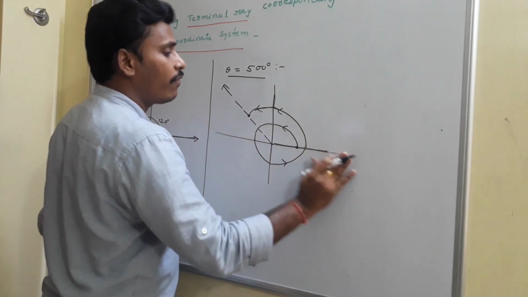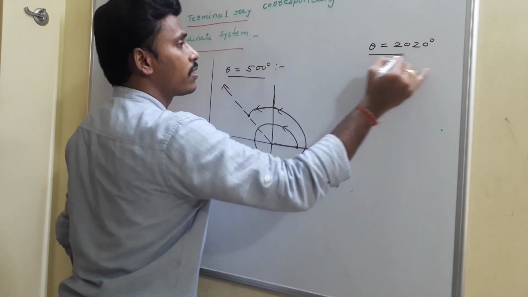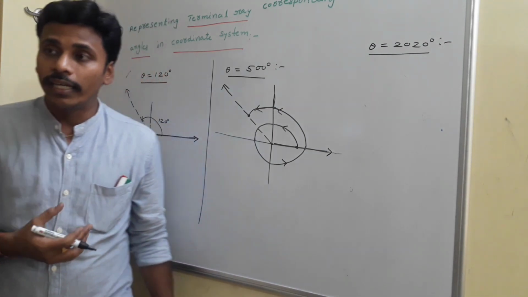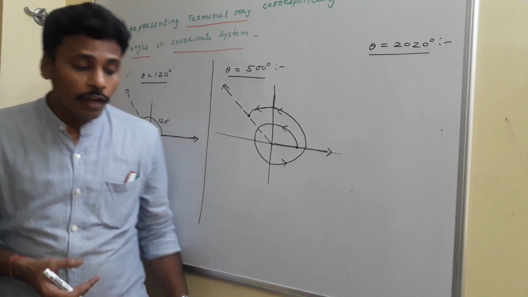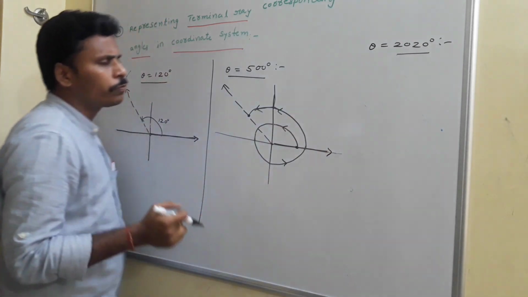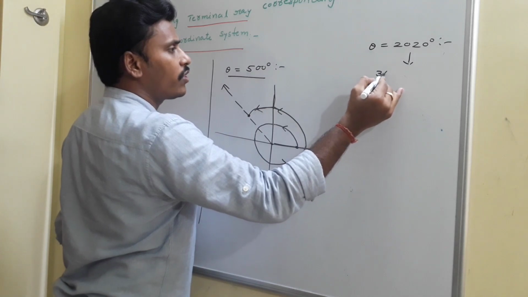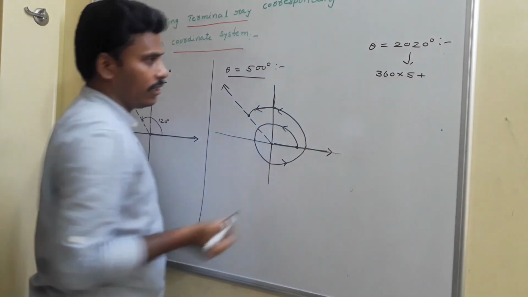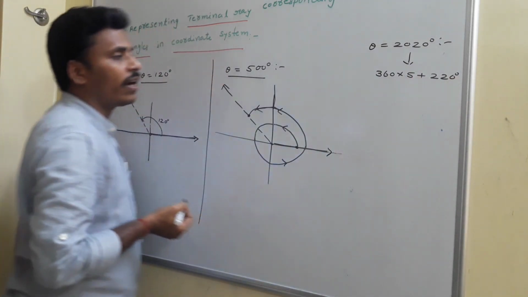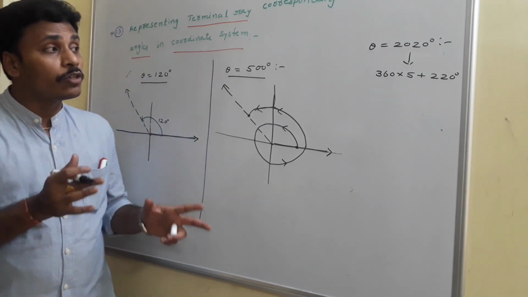Suppose somebody asks you to represent an angle of 2020 degrees in the coordinate system. How do we represent it? First of all, you need to count the number of rotations required. That is, you need to count the number of 360 degrees in this 2020. I know that 360 into 5 is 1800 degrees. 1800 degrees plus 220 degrees is nothing but 2020 degrees. Is it right? Absolutely right.